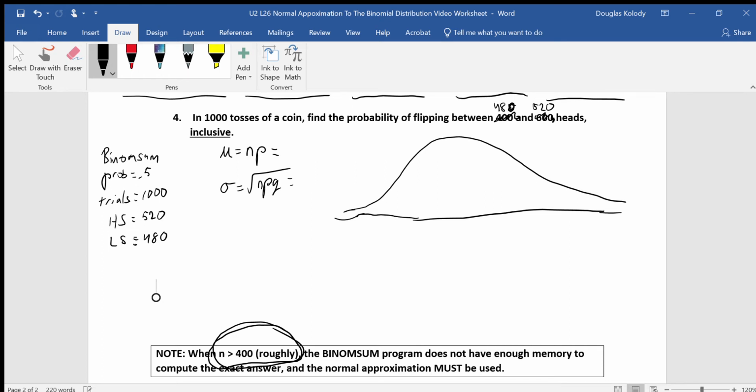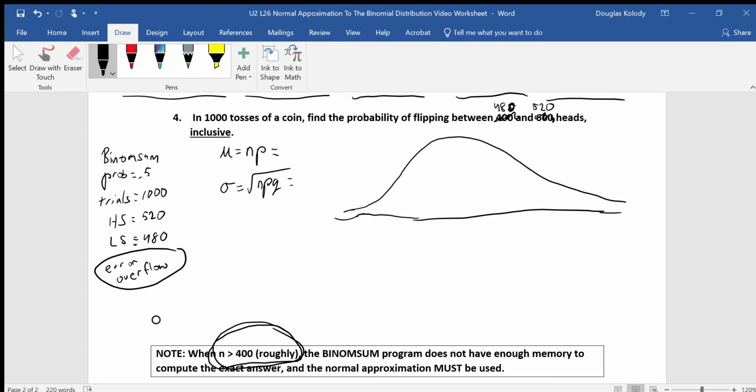I'm going to give you a moment to run your binosum program and see what it says. All right, pause the video and run it. It should say error overflow. And that's after trying to chew up the answer for a while. The problem is your calculator does not have the memory to add up all of those potential binomial probabilities individually and add them all up.